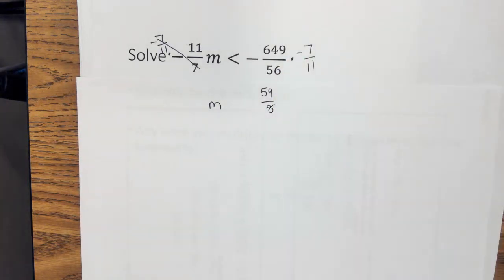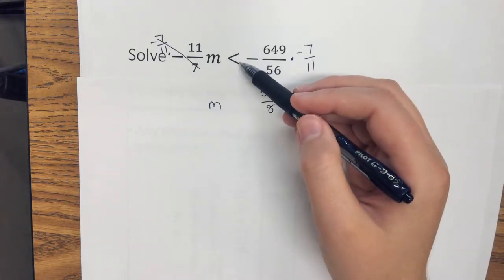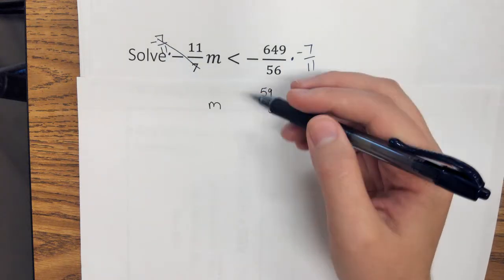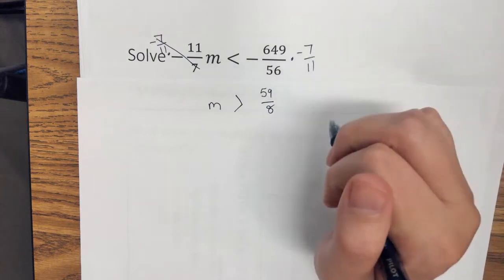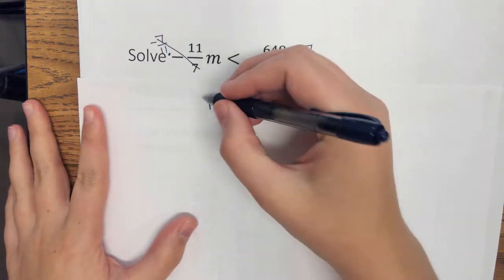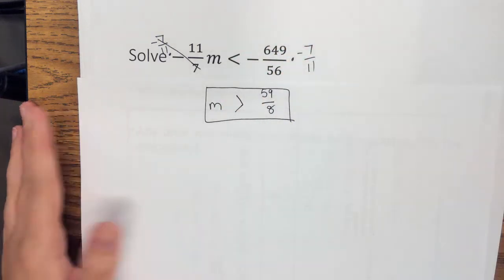Now the only thing different about this from an equation is that I have to watch out for this inequality. You may remember, anytime you multiply or divide by a negative, you have to flip the inequality. So because I multiply by that negative 7 over 11, I actually have m is greater than 59 over 8. And that's it for that one. That was nice and easy. Just use your calculator.